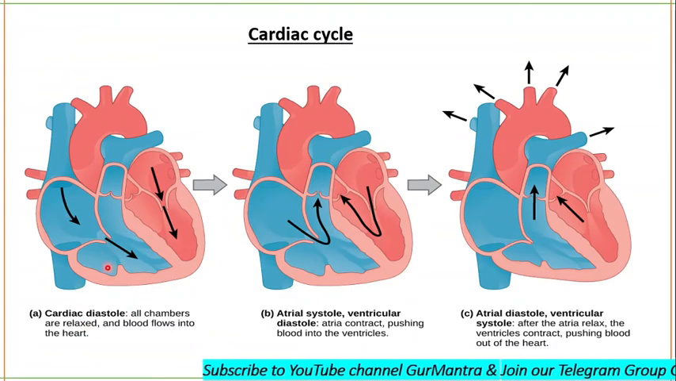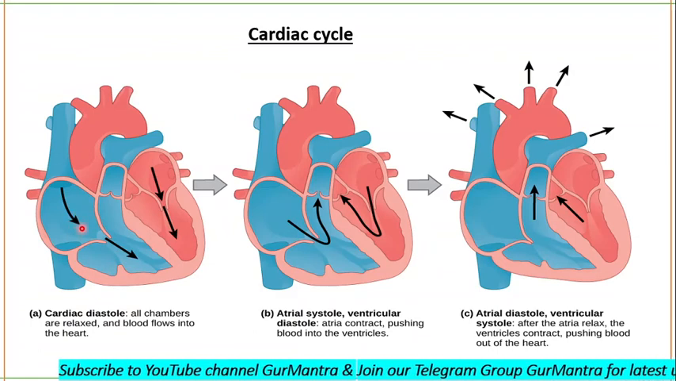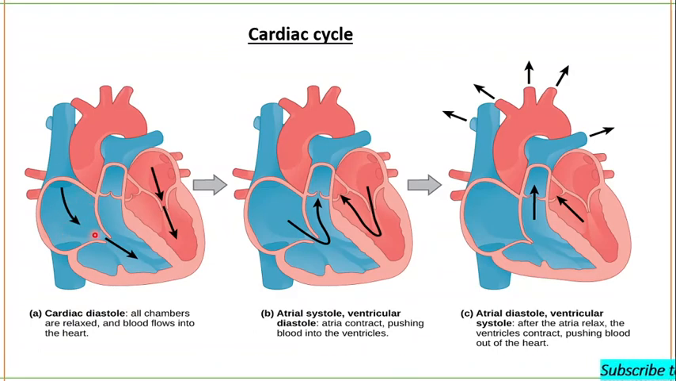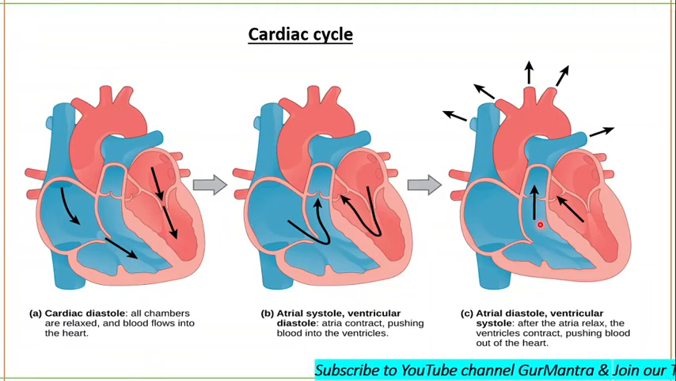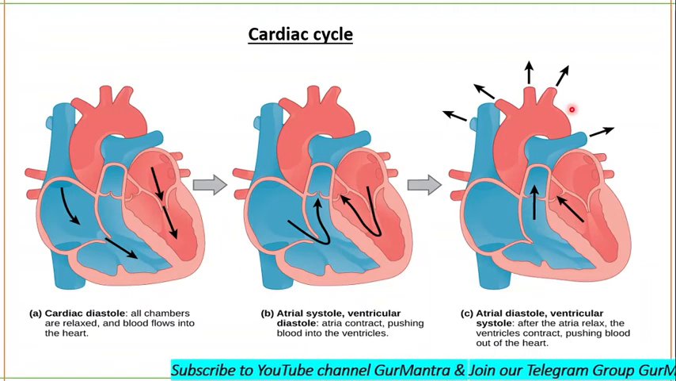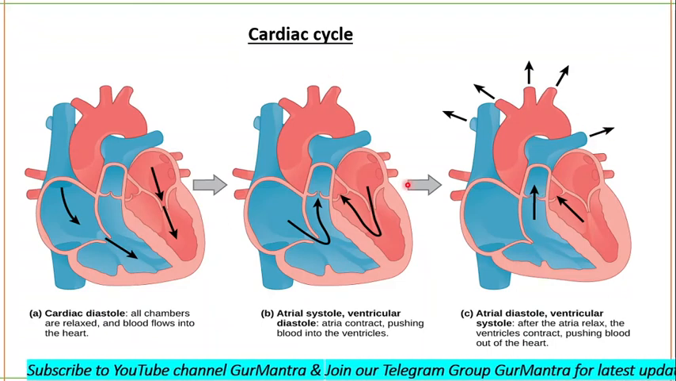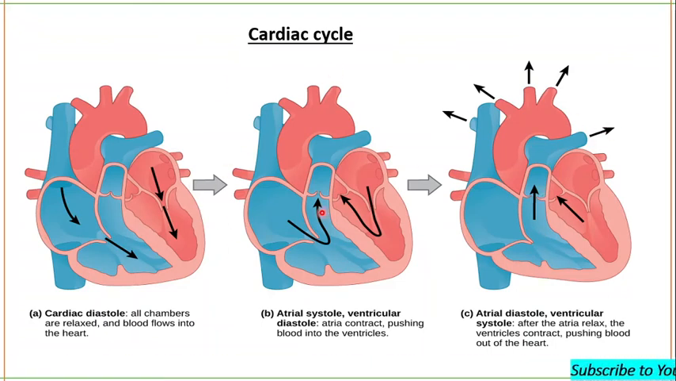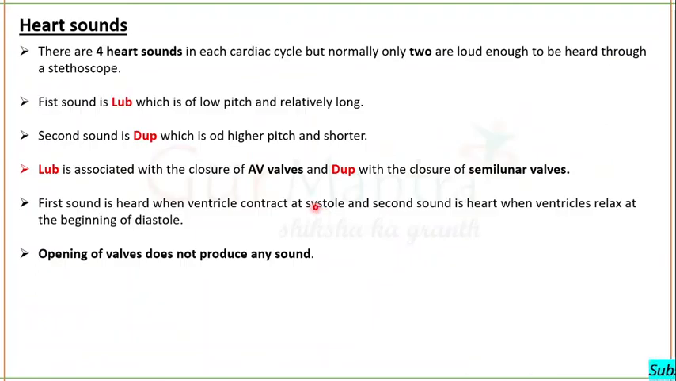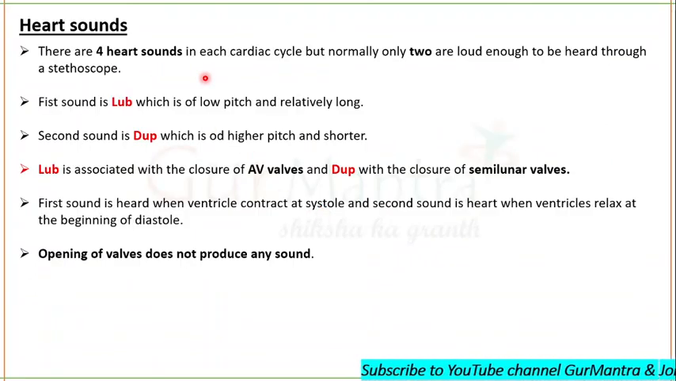After this diastole, the atria will contract. They will pour their blood into the ventricles, and then the ventricles will contract and pump their blood into the aorta and pulmonary artery, and this cycle will continue, lasting about 0.8 seconds. There are four heart sounds that are produced in each cardiac cycle.